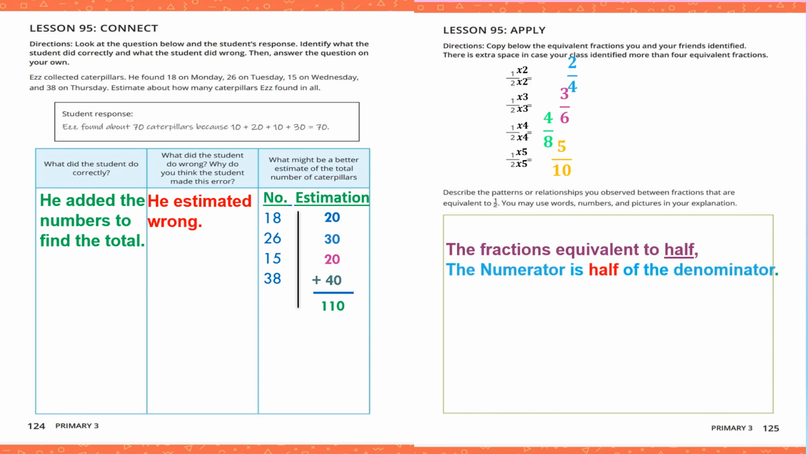In these fractions, the numerator is half of the denominator. The numerator is half of the denominator. 2 is half of 4. 3 is half of 6. 4 is half of 8. And so on.